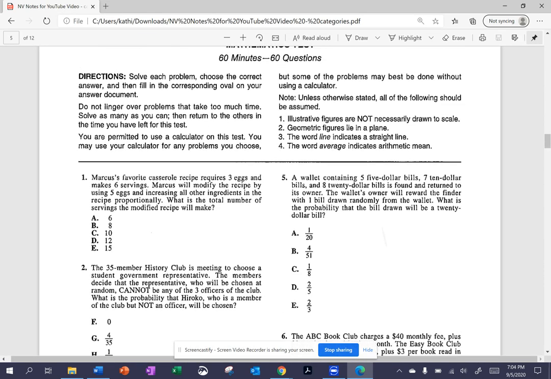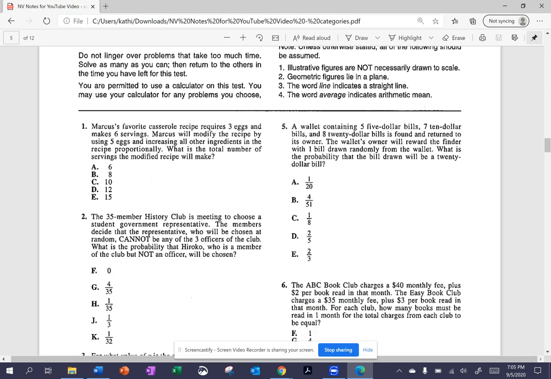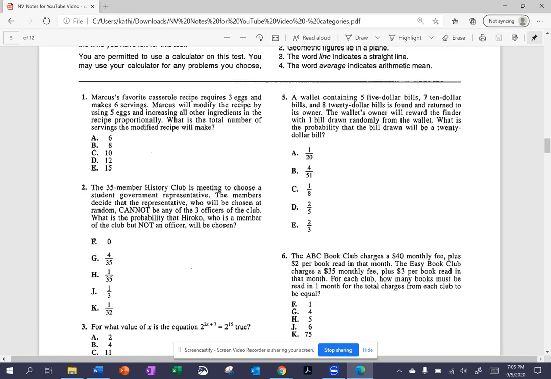Okay, so let's get started. Problem number 1. Marcus's favorite casserole recipe requires 3 eggs and makes 6 servings. Marcus will modify the recipe by using 5 eggs and increasing all other ingredients in the recipe proportionally. What is the total number of servings the modified recipe will make?